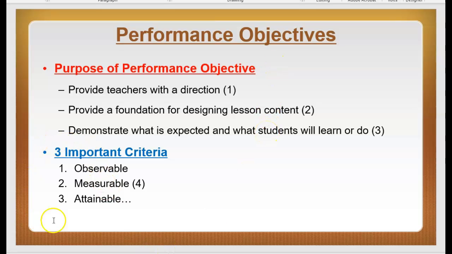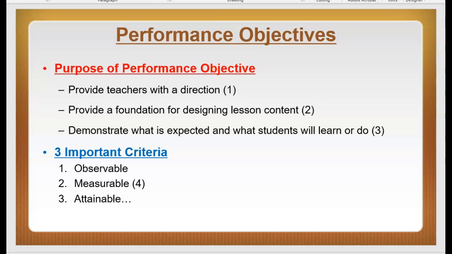There are three important criteria for performance objectives. And these criteria are different than the three parts. The three important criteria really help you write it. First of all, it must be observable. You must be able to see that the students are able to do what your performance objective is. Next, it needs to be measurable. All right? By measurable, what does that mean? We must be able to evaluate and assess it.